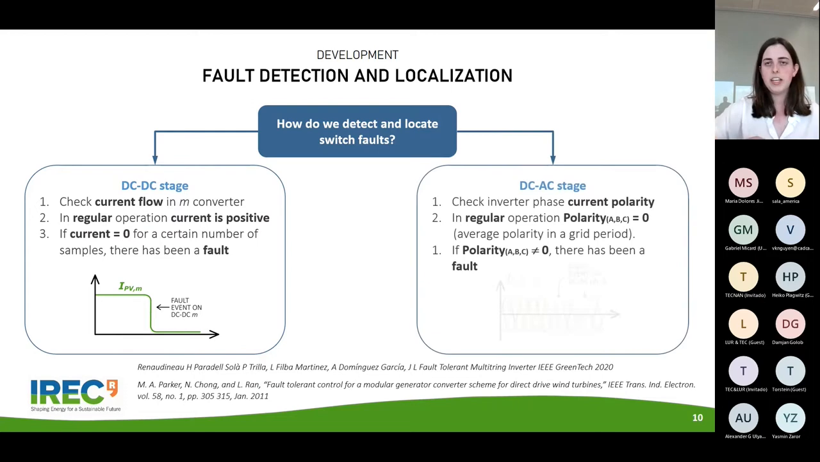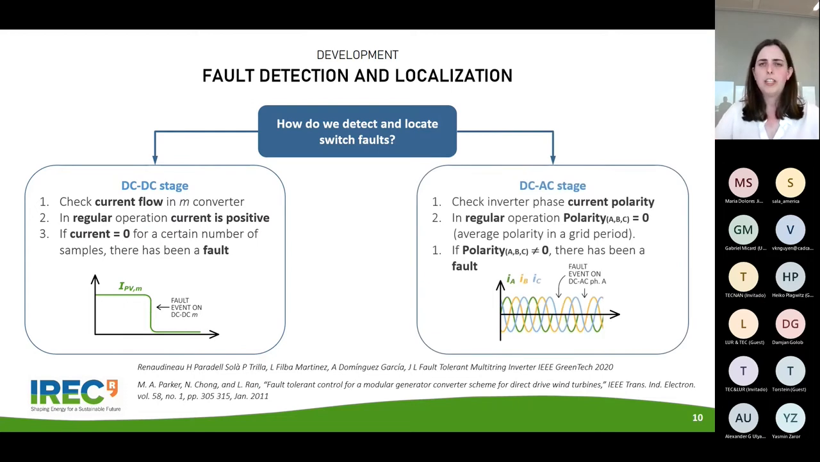For the DC-AC stage, the algorithm may be a little bit more complex. What we do is check the inverter phase current polarity, and we know that in regular operation, the average polarity in a grid period is zero.